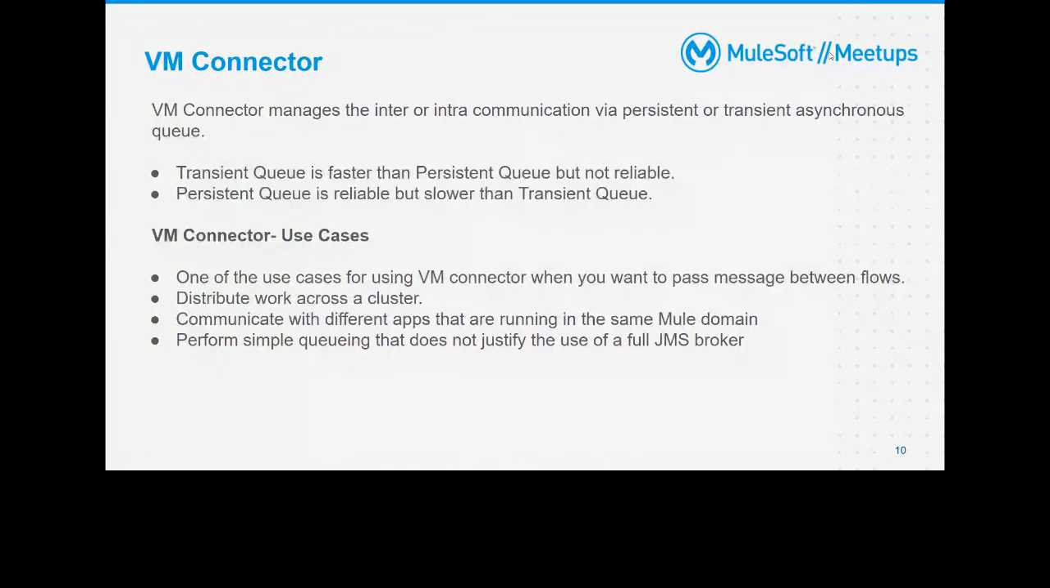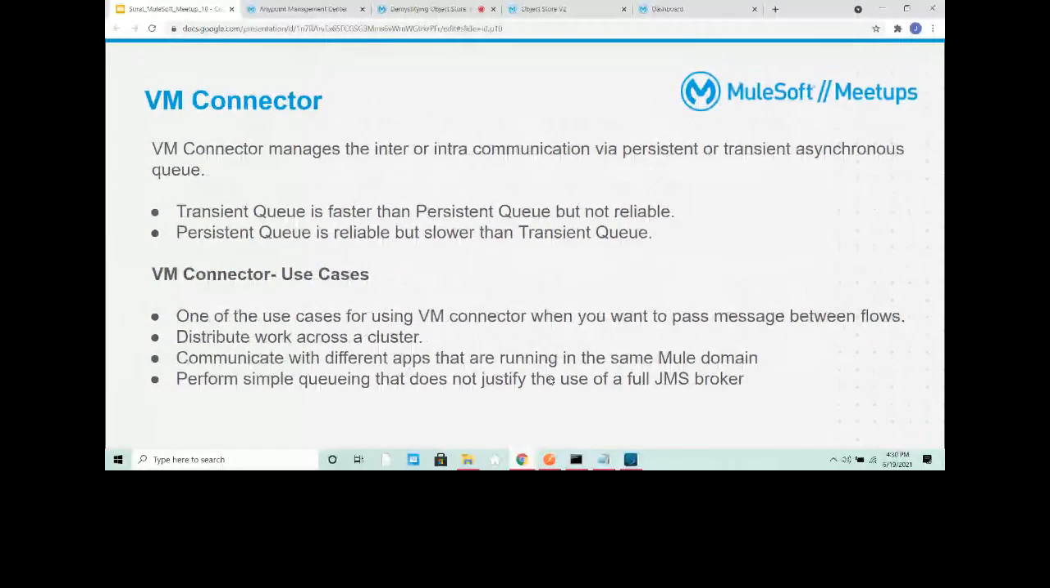For the same application, why would you use the VM queue? It doesn't make sense. You can do that, but it doesn't make sense. You have a flow reference, you can make use of that. But sometimes, if you want to enable reliability, a reliable pattern, or if you want to enable a transaction between two flows, you don't have another option. You have to use the queue only, the VM queue. Any question?